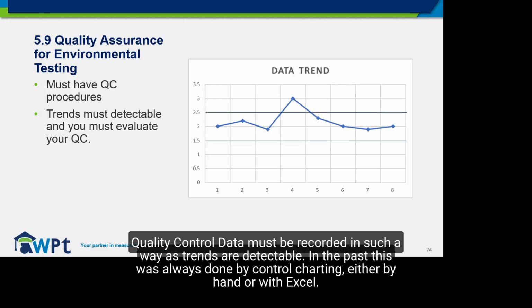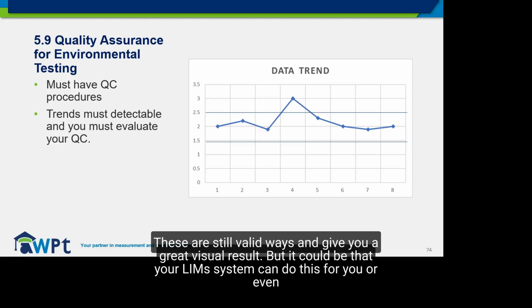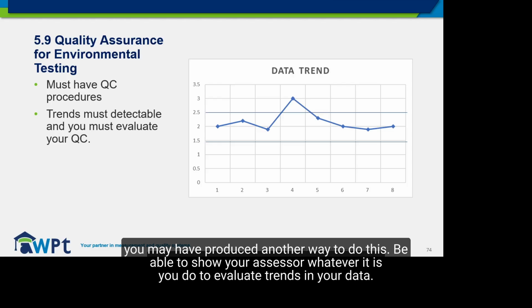Quality control data must be recorded in such a way that trends are detectable. In the past, this was always done by control charting, either by hand or with Excel. These are still valid ways and give a great visual result. But it could be that your LIMS system can do this for you, or you may have produced another way to do this. Be able to show your assessor whatever it is you do to evaluate trends in your data.